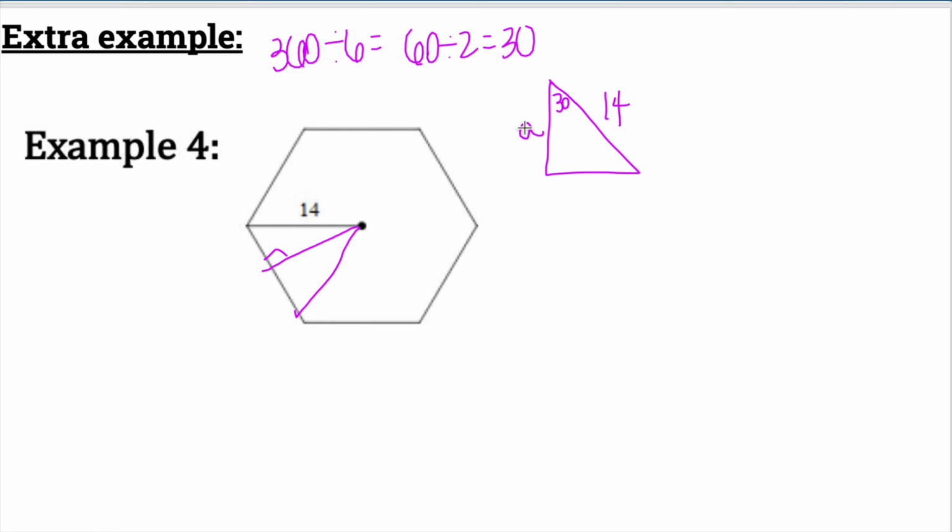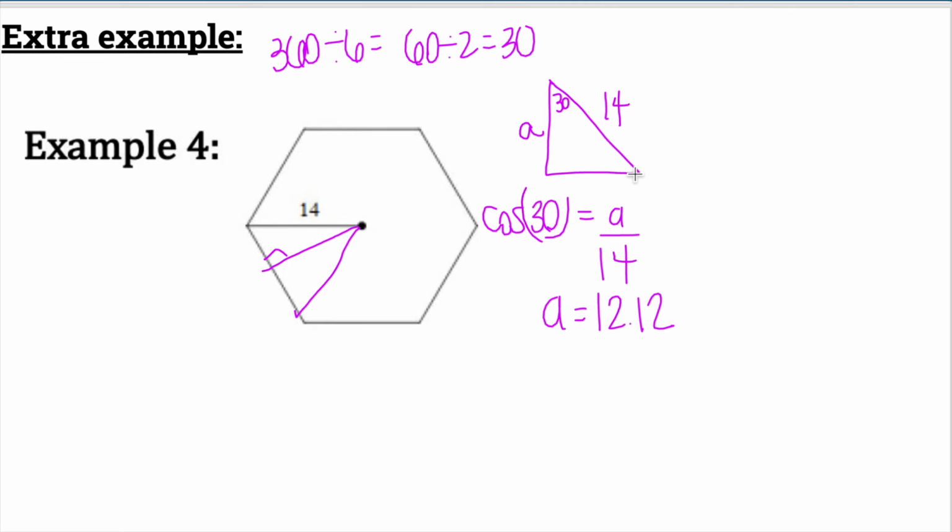So I need a few things. I need the apothem and the side length. So an extra step here, I'm going to start with the apothem. This one I'm going to use cosine because apothem is adjacent and 14 is hypotenuse. So cosine is adjacent over hypotenuse. So cosine of 30 times 14 can give me my apothem of 12.12, and that was just rounded.